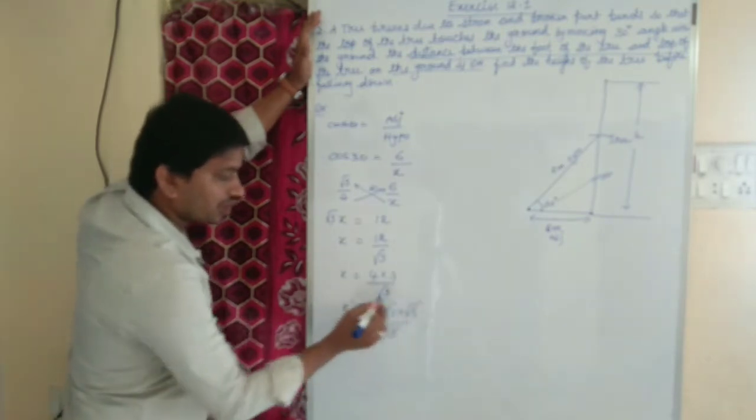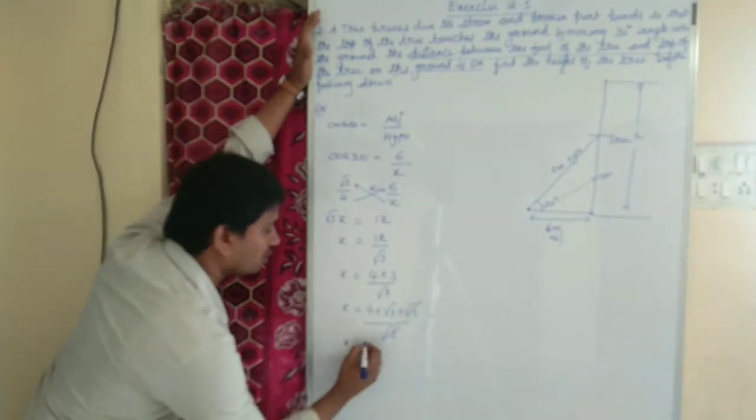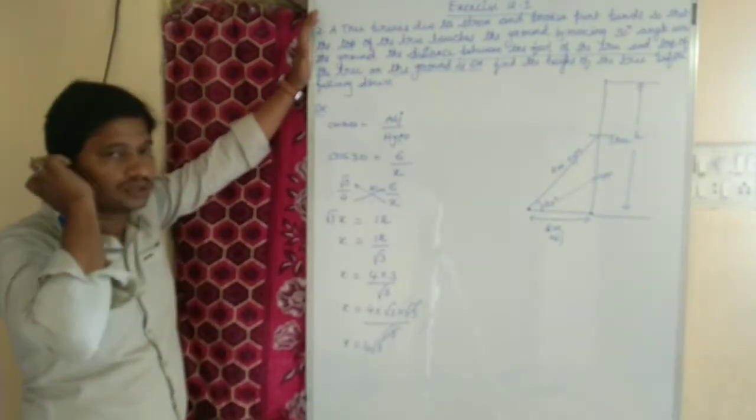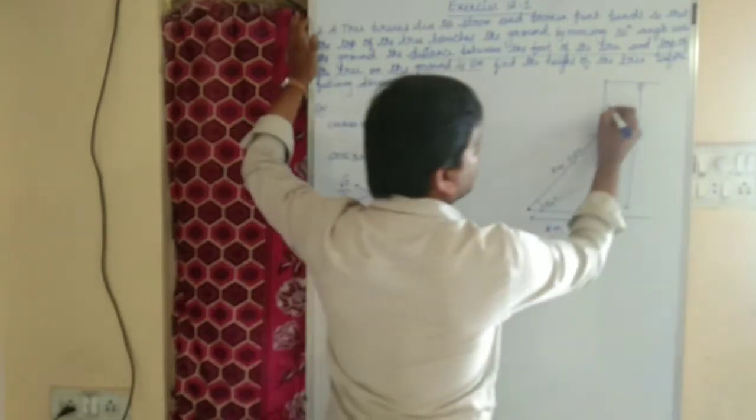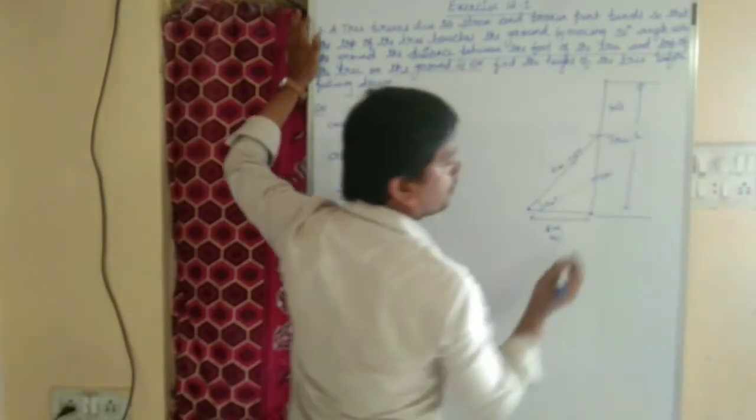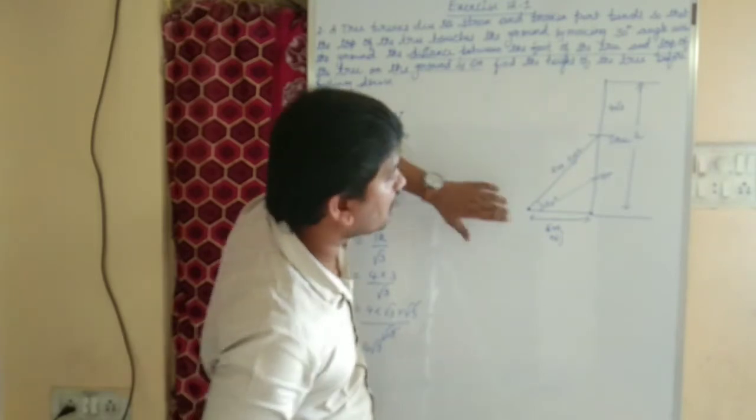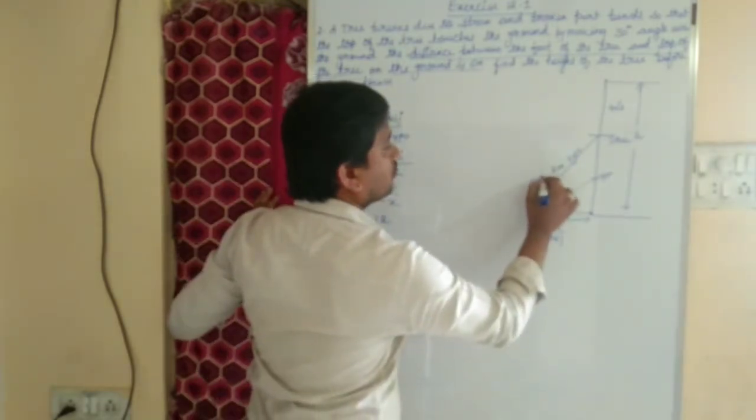Root 3 into root 3, the square root cancels, and again you get 3 only. Let me cancel root 3. So x is equal to how many meters? x is equal to 4 root 3 meters, right? So this will be our 4 root 3 meters, because this part only will break and fall over the ground. So we got 4 root 3 meters.